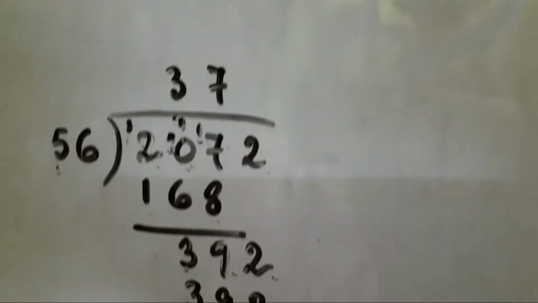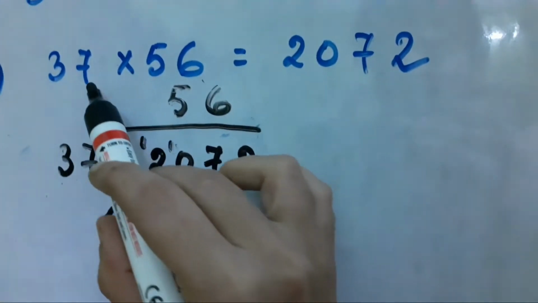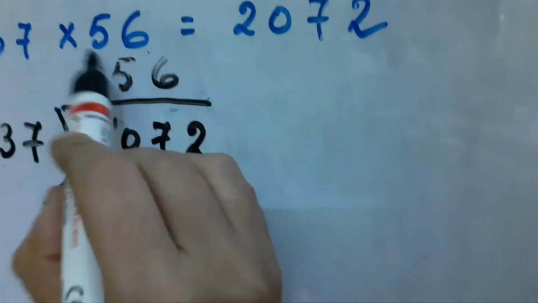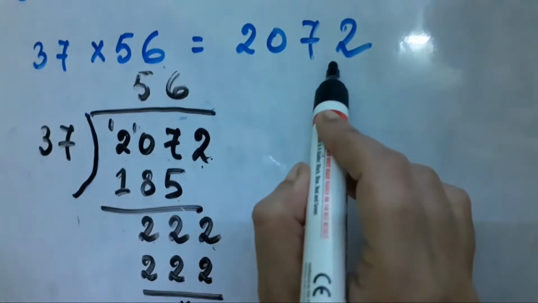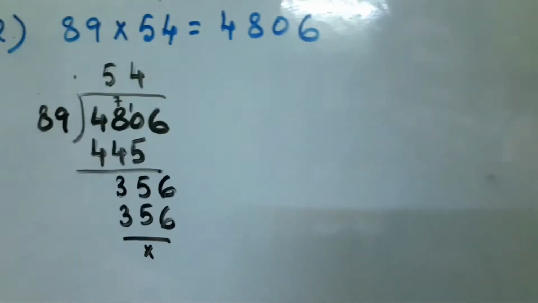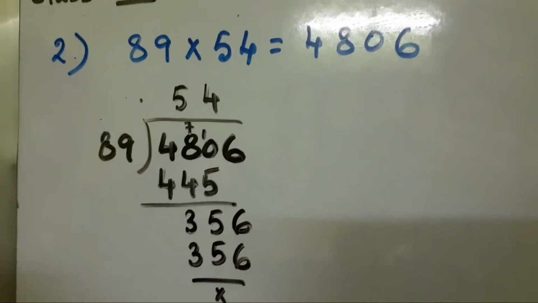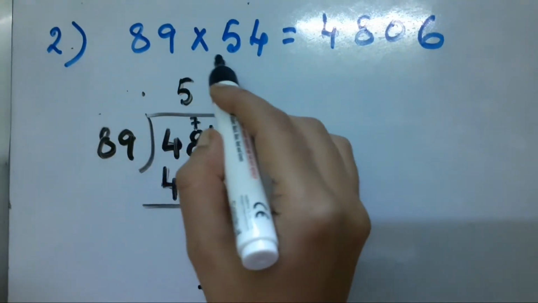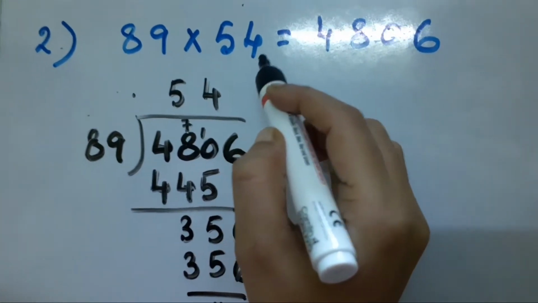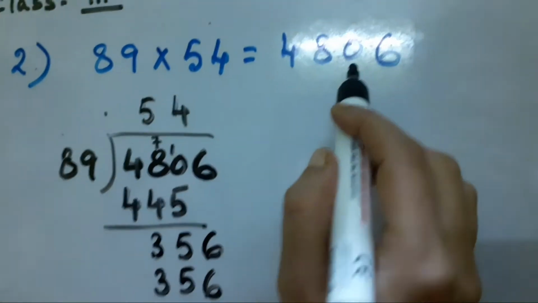That means our answer is correct. So if we multiply 37 and 56, we get 2072. This is correct. Now we will go to sum number 2. In the same way, we will check whether 89 multiplied by 54 gives 4806 or not. Is it correct or not?